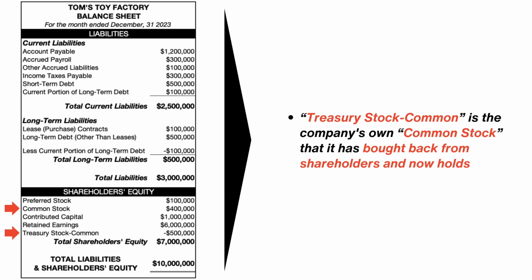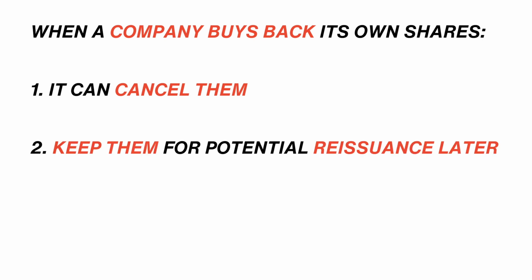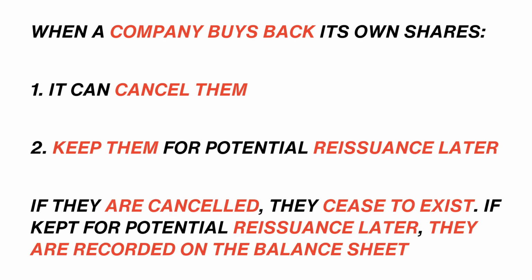Treasury stock common is the company's own common stock that it has bought back from shareholders and now holds. When a company buys back its own stock, it can do two things with them. It can cancel them or keep them for potential reissuance later. If they are cancelled, they cease to exist. If kept for potential reissuance later, they are recorded on the balance sheet.